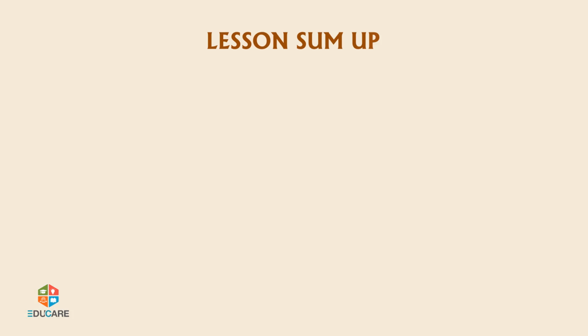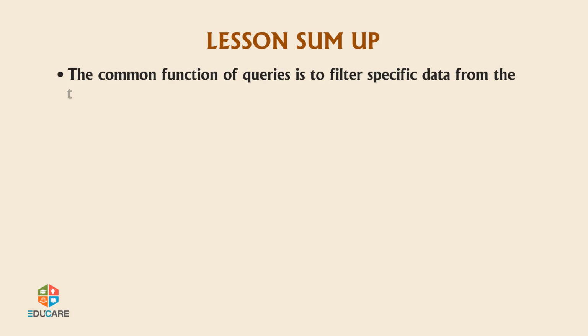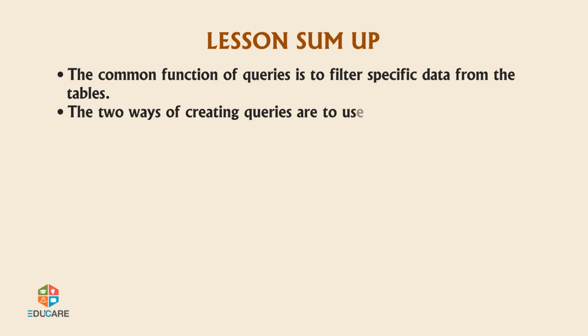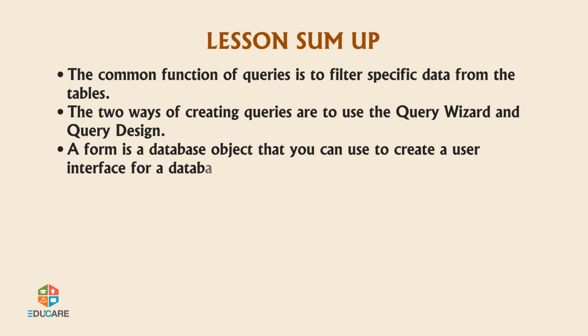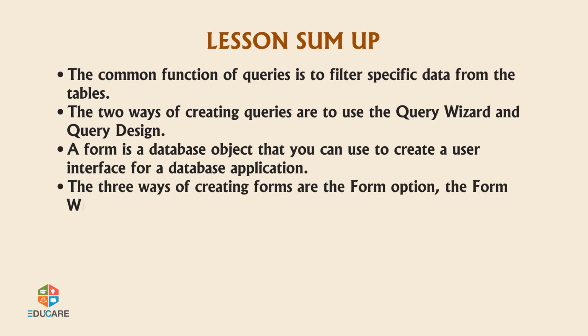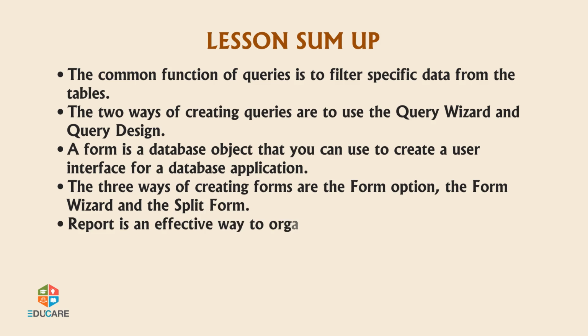Lesson sum up. The common function of queries is to filter specific data from the tables. The two ways of creating queries are to use the query wizard and query design. A form is a database object that you can use to create a user interface for a database application. The three ways of creating forms are the form option, the form wizard, and the split form. Report is an effective way to organize and summarize data for viewing and printing.